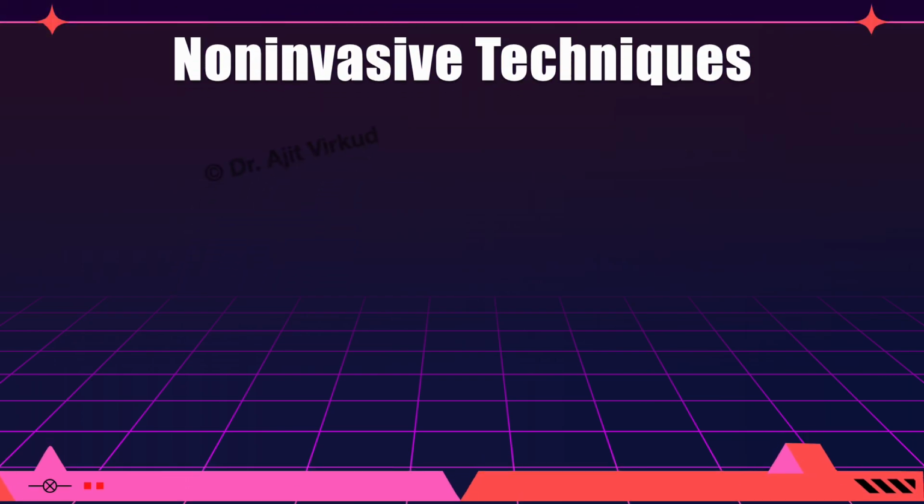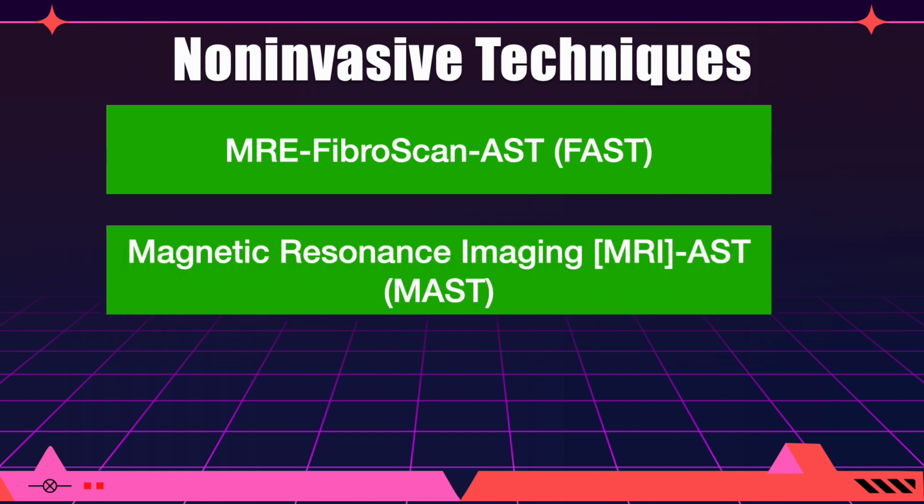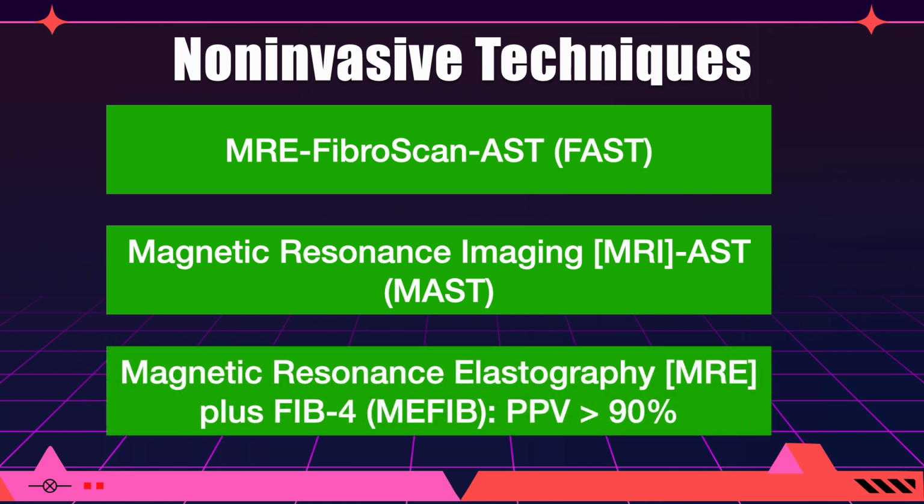Recently, several non-invasive combination models have been reported for the identification of liver fibrosis and non-alcoholic fatty liver disease. Non-invasive stiffness-based models such as magnetic resonance elastography (MRE) combined with FibroScan and AST, that is FAST, and magnetic resonance imaging combined with AST levels, that is MRI-AST, or MAST in short, and magnetic resonance elastography plus FIB4, that is MEFib, all provide a practical foundation for risk stratification in NAFLD.